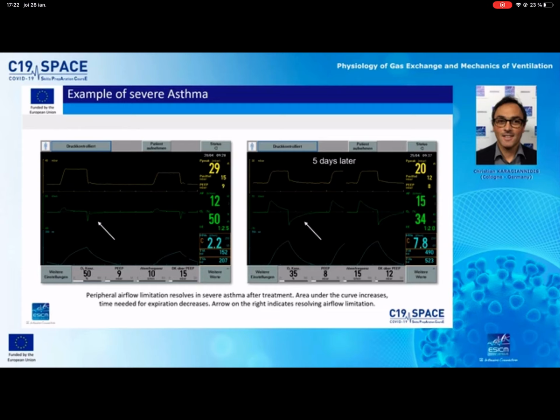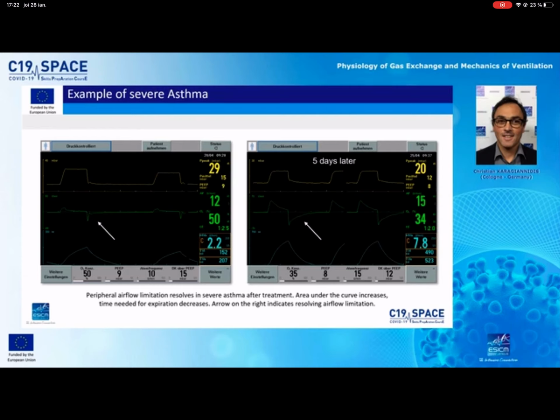And if you compare, on the left-hand side, the acute asthma attack patient on mechanical ventilation, you see the central airflow obstruction here, and then the patient needs a long time to expire. Five days later, after treatment, if you look at the flow curve, you see that the central airflow obstruction resolves.